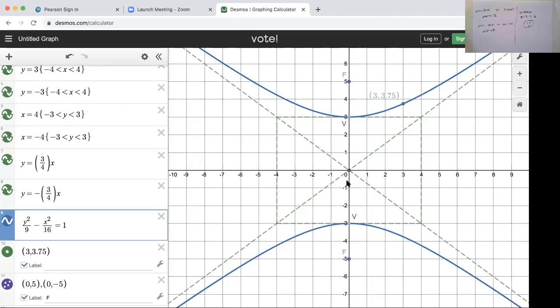Center, span in y, transverse axis is vertical, so the vertices are on the y-axis. Span in x, draw the asymptotes. That gives us the equation. How do we get the foci? A squared plus B squared is C squared. C is the directed distance from the center.